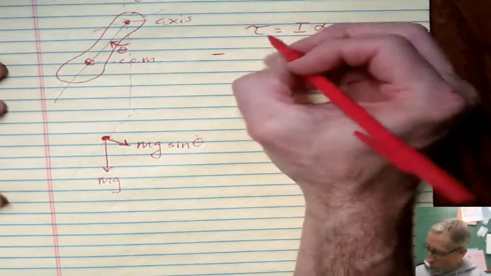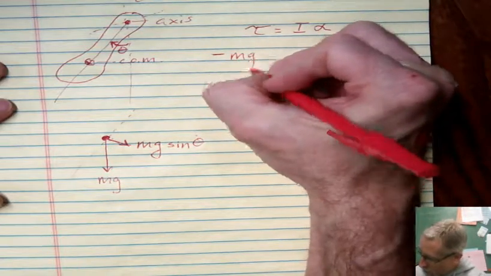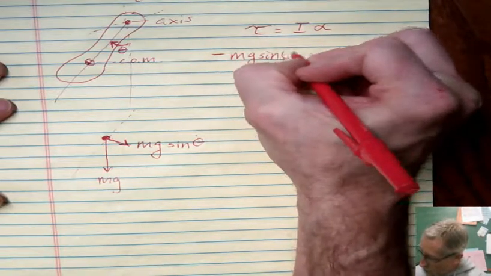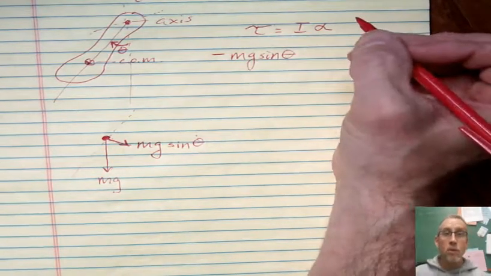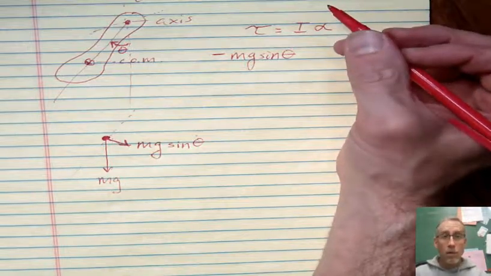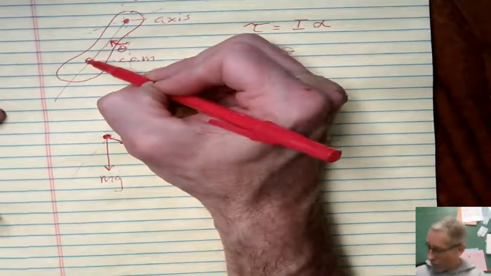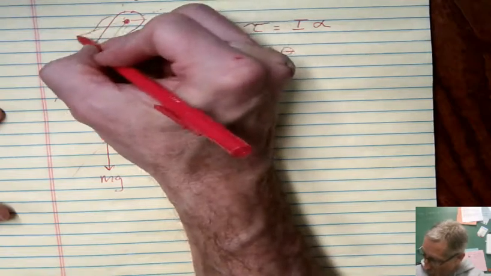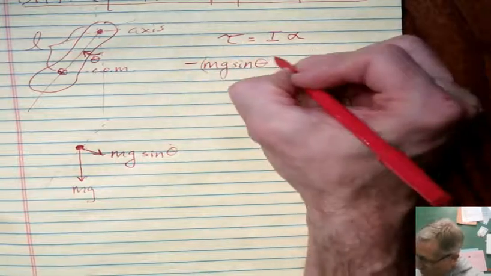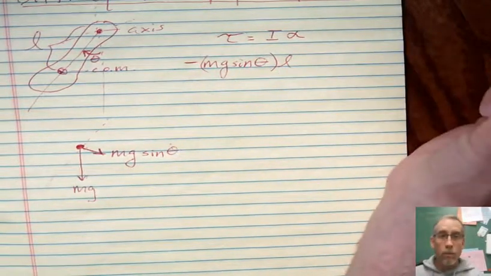And a torque is the force, mg sine theta, times how far that force is located from the rotation axis, which is this length here from the axis down to where the center of mass is. So we've got to give that some kind of parameter, and we're going to use another little L for that. So the torque then would be that force times that L.